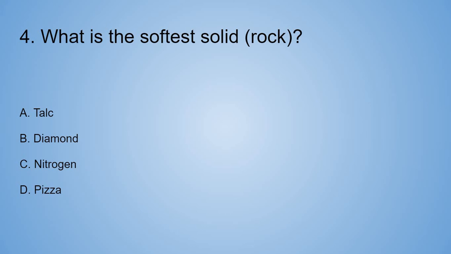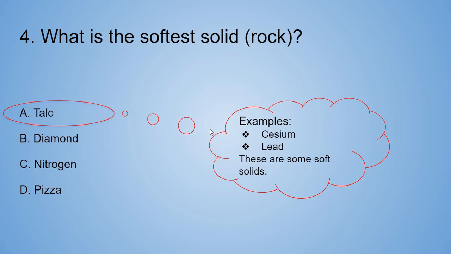4. What is the softest solid that's a rock? A. Talc. B. Diamond. C. Nitrogen. D. Pizza. Anyways, I don't know what the answer is, so let's just go to the answer. The answer is A. Talc. Talc is like a powder. Other examples of soft solids, but they're not rocks, are cesium and lead. Cesium is the first softest metal, and lead is the second softest metal.